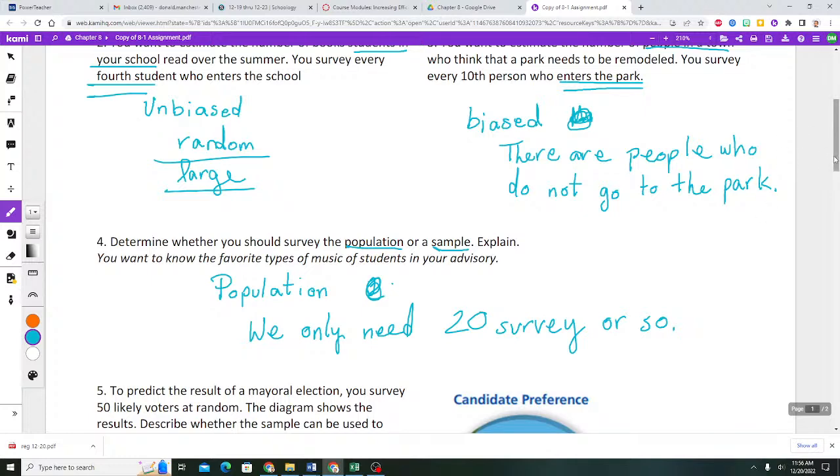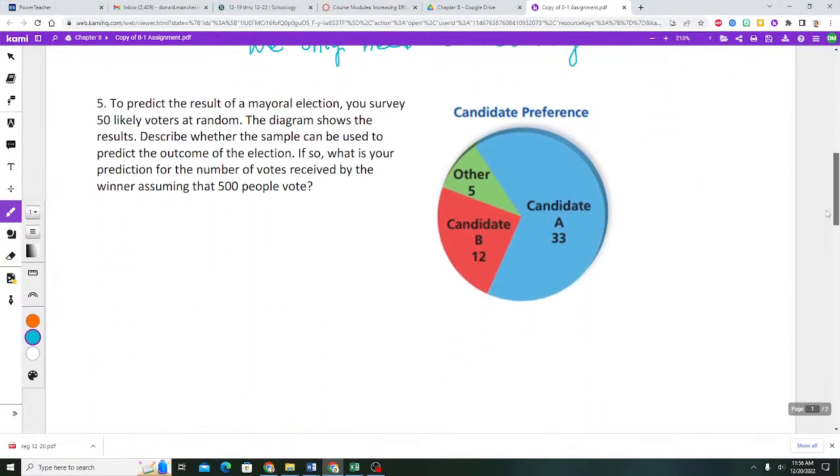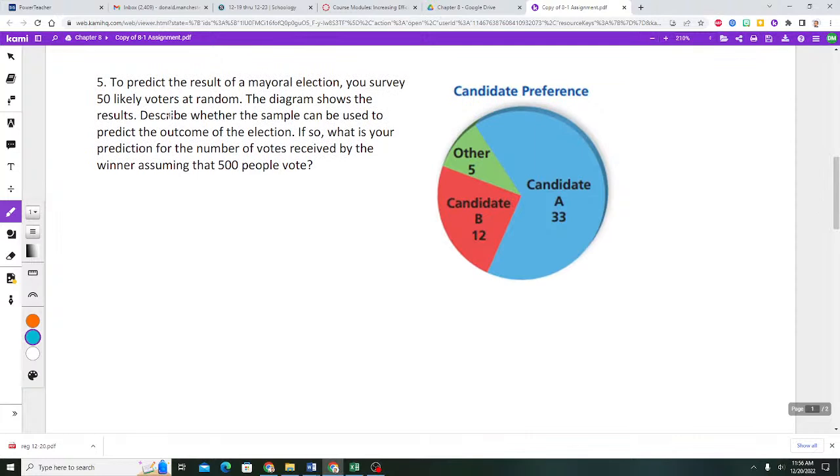All right, we're back. So to predict the result of a mayoral election, you survey 50 likely voters at random. The diagram shows the results. Describe whether the sample can be used to predict the outcome of the election. If so, what is your prediction for the number of votes received by the winner, assuming that 500 people vote?